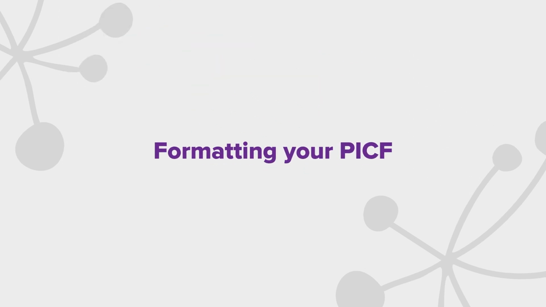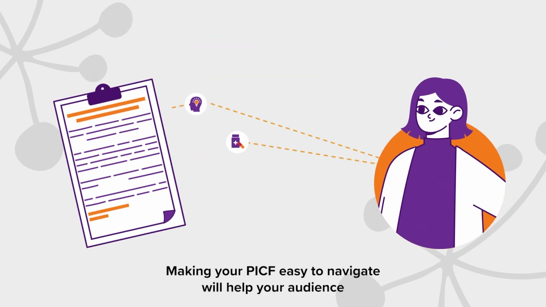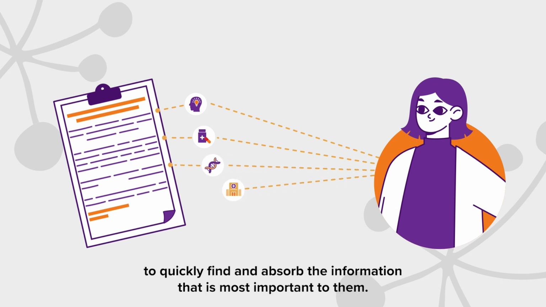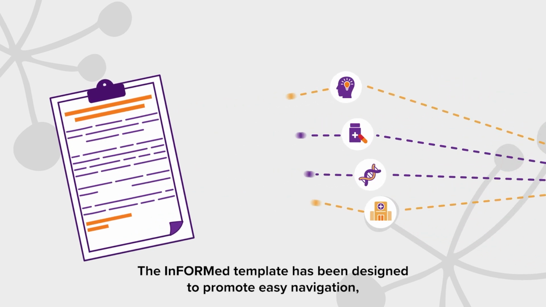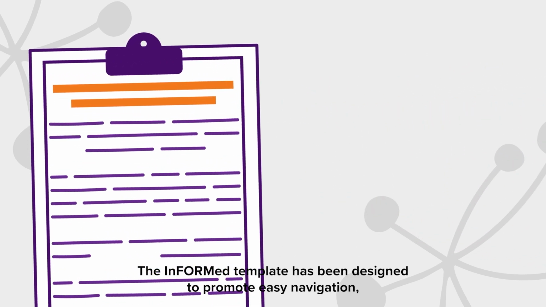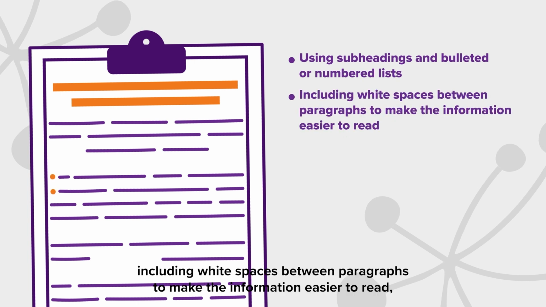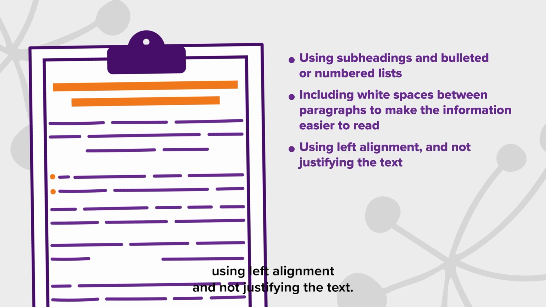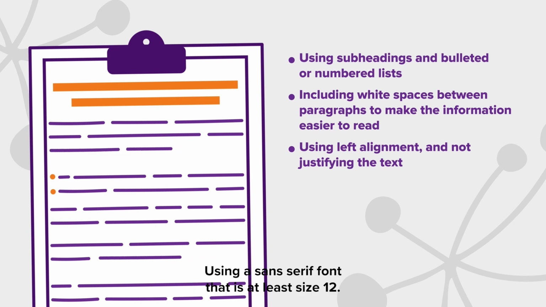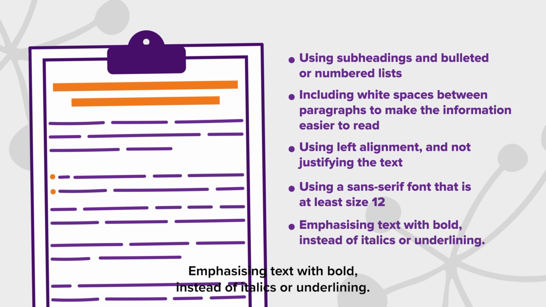Formatting your PICF. Making your PICF easy to navigate will help your audience to quickly find and absorb the information that is most important to them. The InFORMed template has been designed to promote easy navigation, including through using subheadings and bulleted or numbered lists, including white spaces between paragraphs to make the information easier to read, using left alignment and not justifying the text, using a sans serif font that is at least size 12, emphasising text with bold instead of italics or underlining.